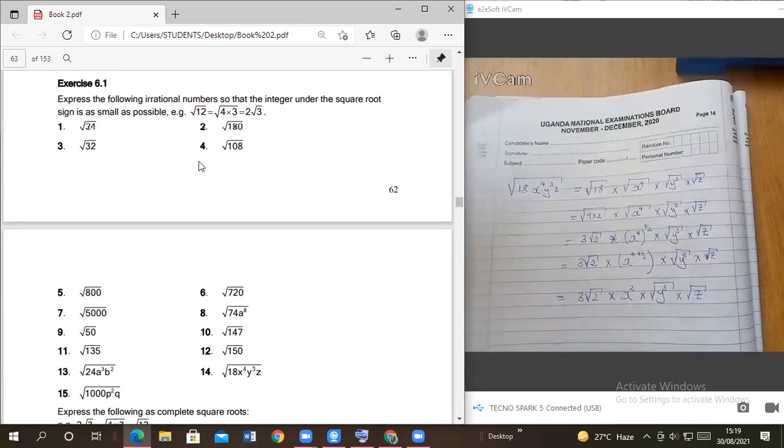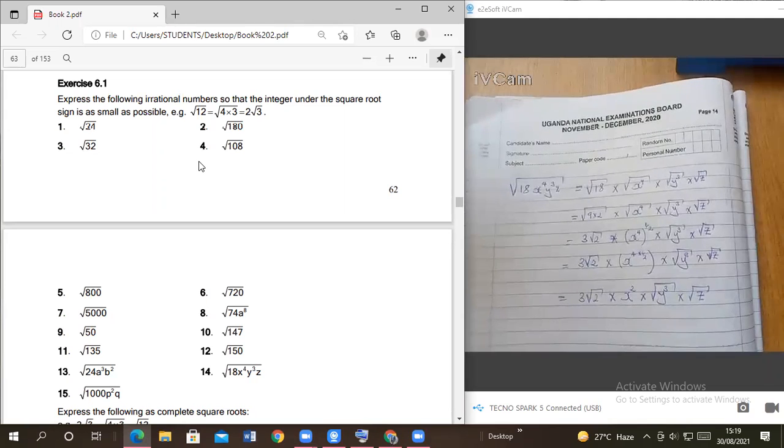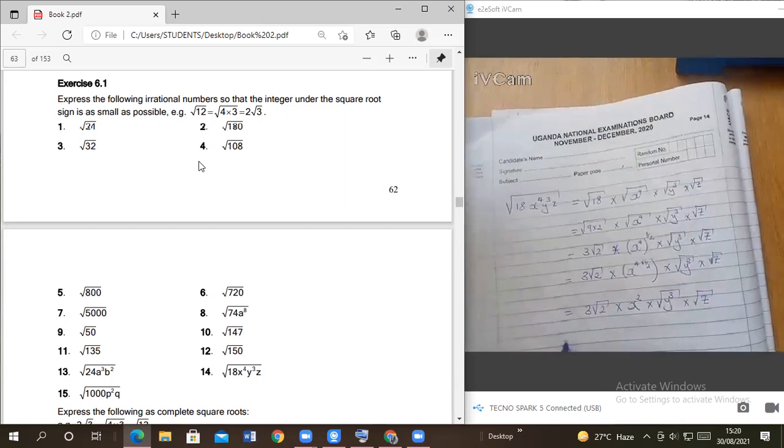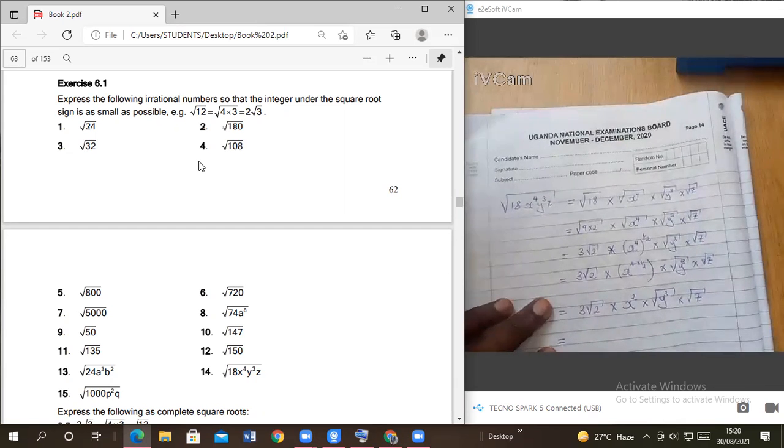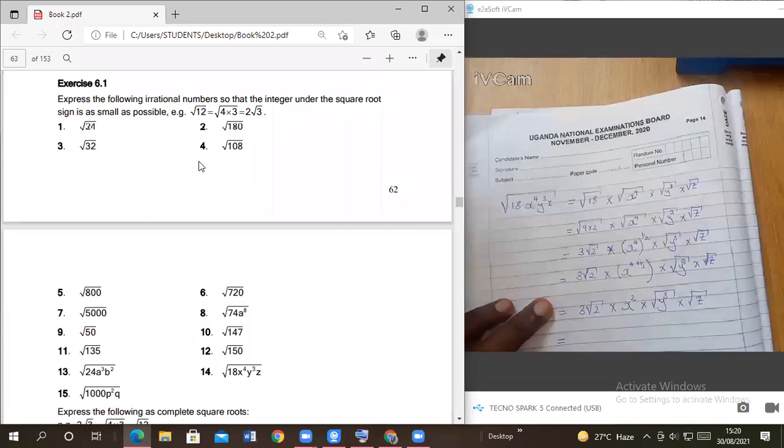Now, is there another thing we can do there? Are they of the same order? No. So what we are going to do is check.